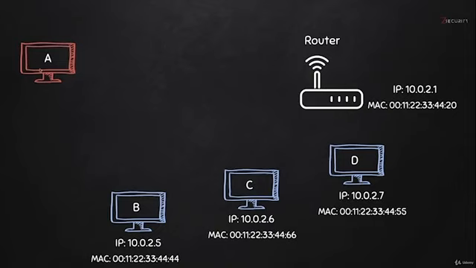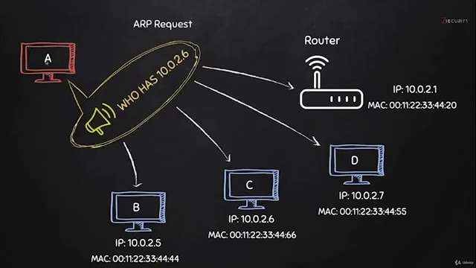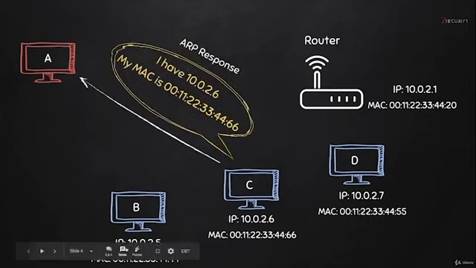So what this client does, it uses the ARP protocol. What do I mean by that? Basically, it sends a broadcast message. So it sends an ARP request to all the clients on the network saying, who has 10.0.2.6? Now, all of these devices will ignore this packet except the one that has this IP address, which is 10.0.2.6, which is device C. So all devices will not do anything, and the only device that will respond is device C, sending an ARP response. In this response, device C is going to say, I have 10.0.2.6, my MAC address is this MAC address.